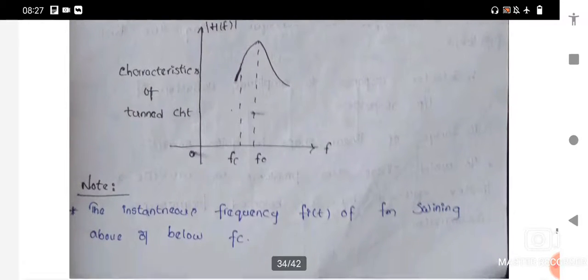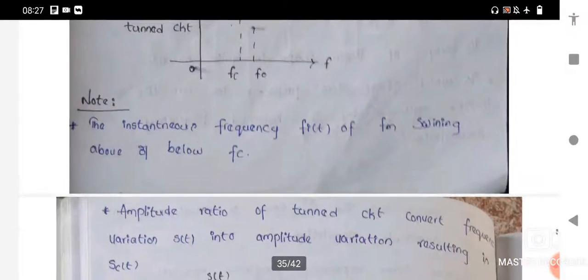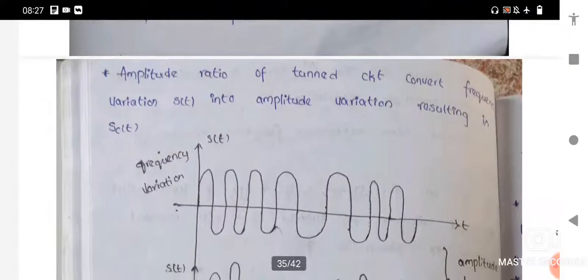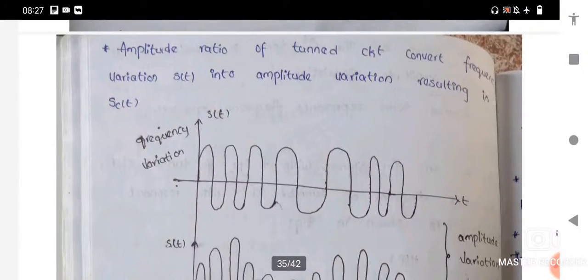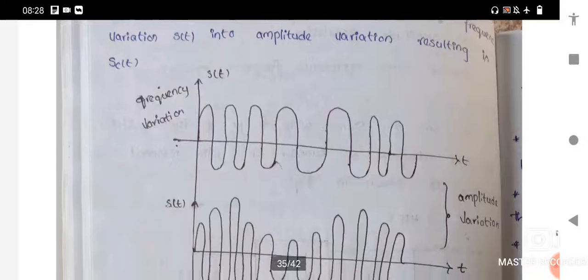Here, on the x-axis, we represent the frequencies Fc and F0. The instantaneous frequency Fi of t of the FM wave swings above or below the cutoff frequency, that is Fc. The amplitude ratio of the tuned circuit converts the frequency variation S of t into amplitude variation, resulting in Sc of t.